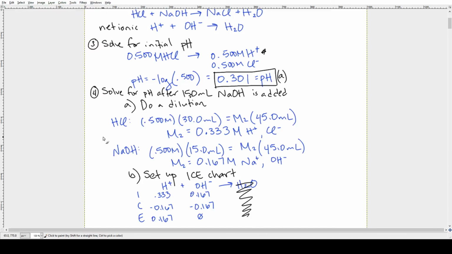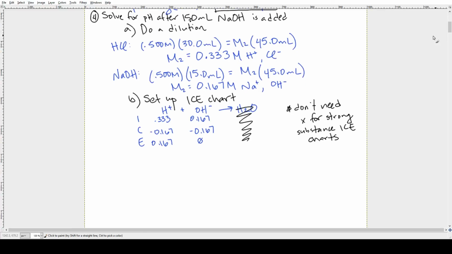You don't have to use X's. So you could put that here. Don't need X for strong substance ice charts, because they are very predictable. We know everything that's going on with strong substances. Okay, so now we've done that. So now that we know all our concentrations, we can solve for pH, which was the goal of part B.